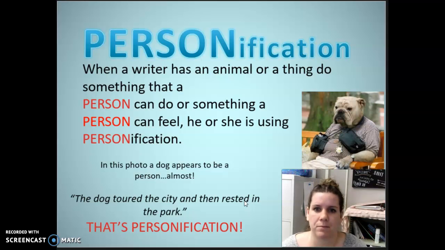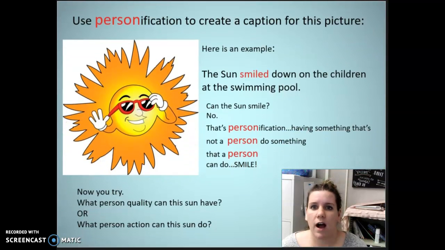Let's see another one. Here's an example of the sun. It says the sun smiled down on the children of the swimming pool. Can the sun smile? No. So that's personification. Having something that's not a person do something that a person can do. The sun can't really smile, but I can smile. That's personification. The sun is our non-human object. Smiling is what's personifying it. That's what's making it human-like. Let's go to the next one.